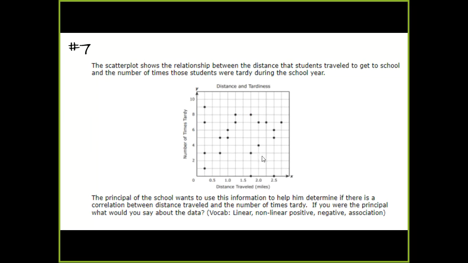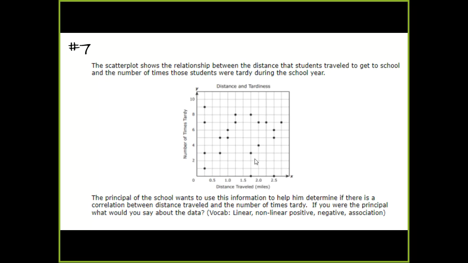All right, so number 7. The scatter plot shows the relationship between the distance that students travel to get to school and the number of times those students were tardy during the school year. So we're looking at a correlation, if there's a correlation, between number of tardies and distance traveled to school. All right, so it says the principal of the school wants to use this information to help him determine if there is a correlation between distance traveled and the number of times tardy.